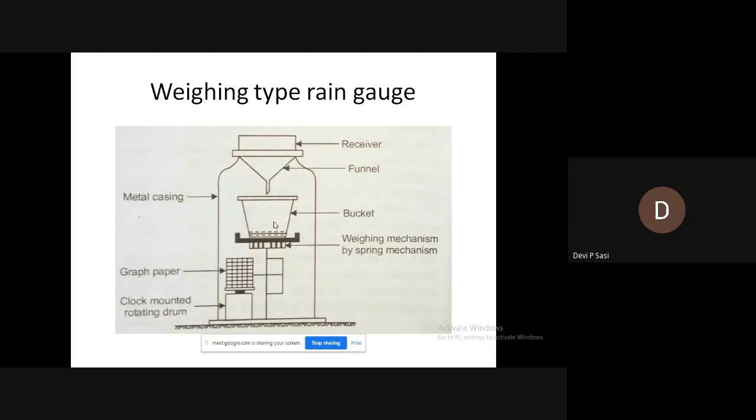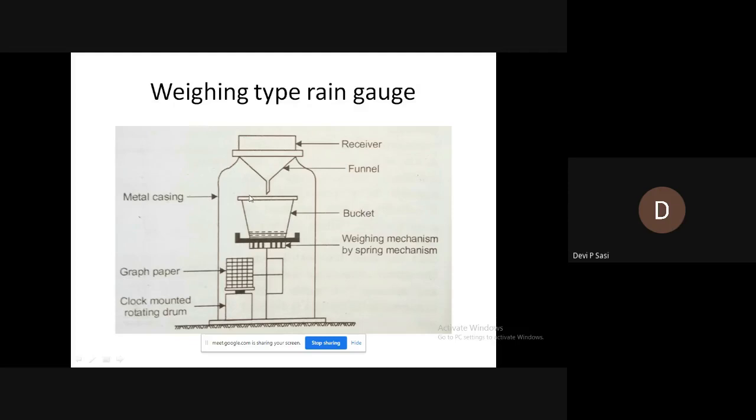what happens? That is the question. So if the water in the bucket increases, what happens is that it actuates a pen. It actuates a pen to make a mark on the graph paper.